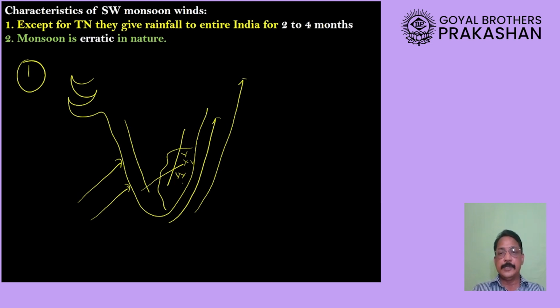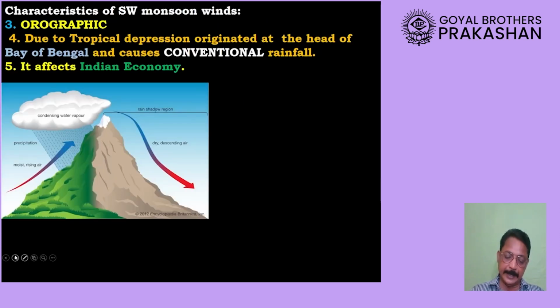So except in Tamil Nadu, they give rainfall to almost entire India for a period of about 2 to 4 months. Second thing, this rainfall in India is erratic in nature. Erratic means which is not very reliable, something which is unpredictable. We call it by the name erratic in nature.